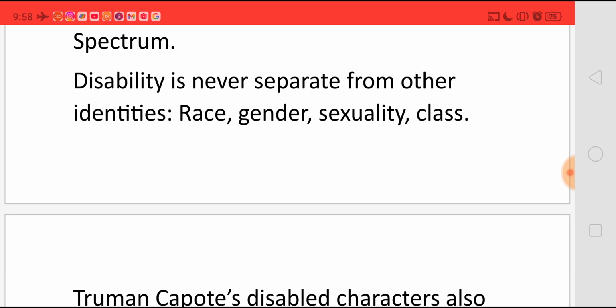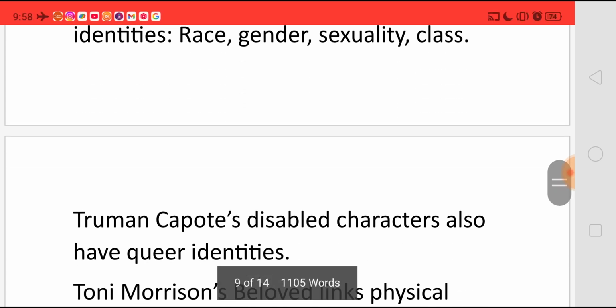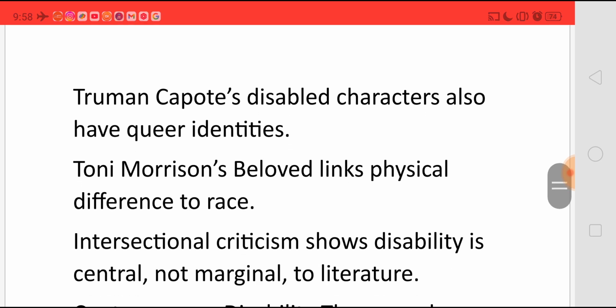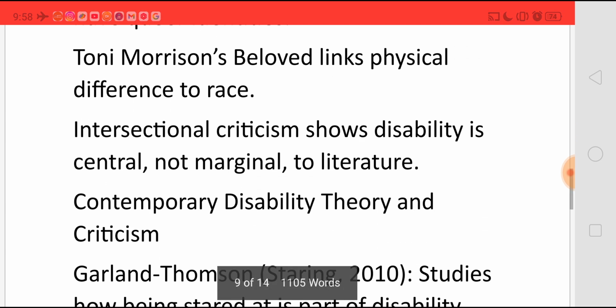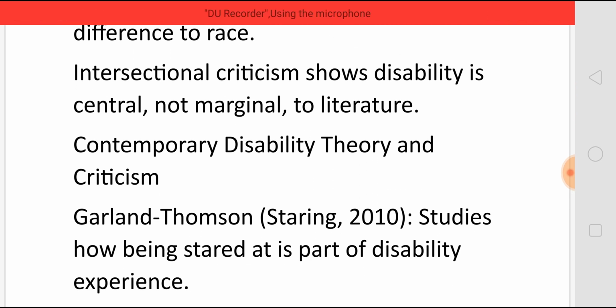Disability is never separate from other identities like race, gender, sexuality, and class. Truman Capote's disabled characters also have queer identities. Toni Morrison's Beloved links physical difference to race. Intersectional criticism shows disability is central, not marginal, to literature.